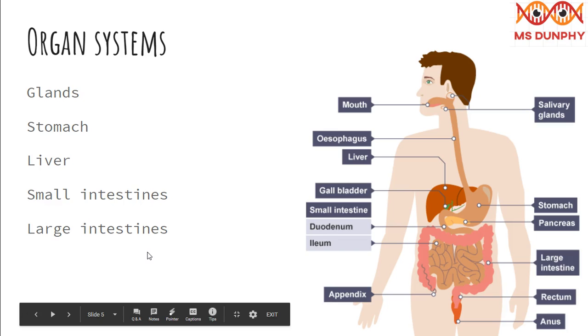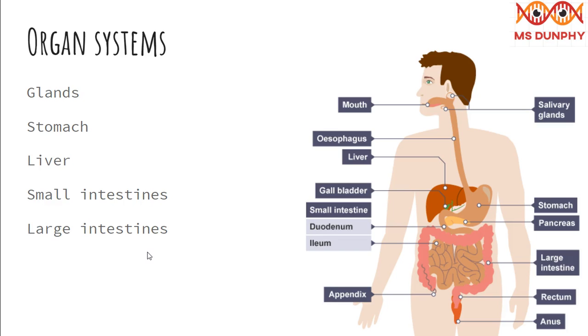Organ systems have organs that are organized into the organ system. So an organ system is a group of organs working together to perform a particular function. An example that you covered in Year 9 was the digestive system.